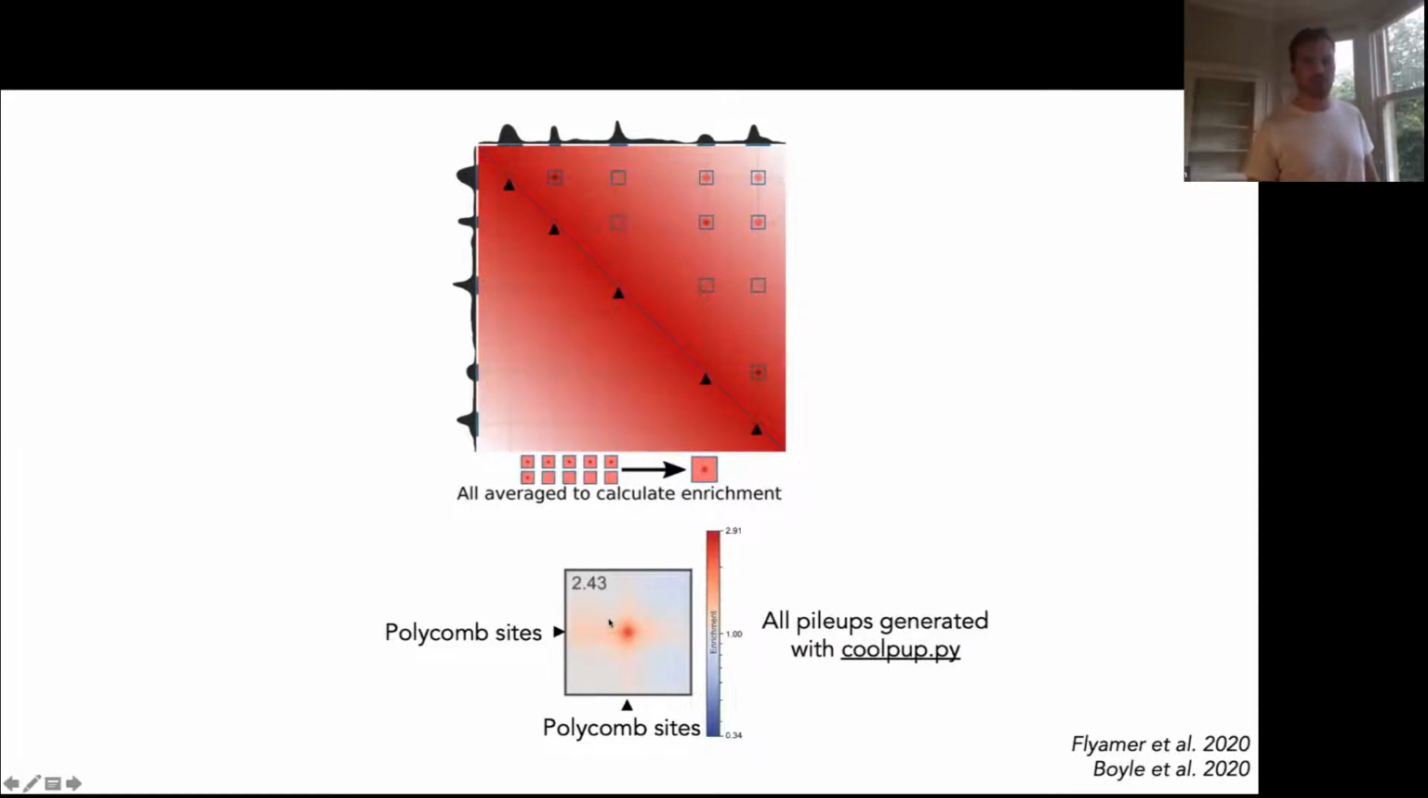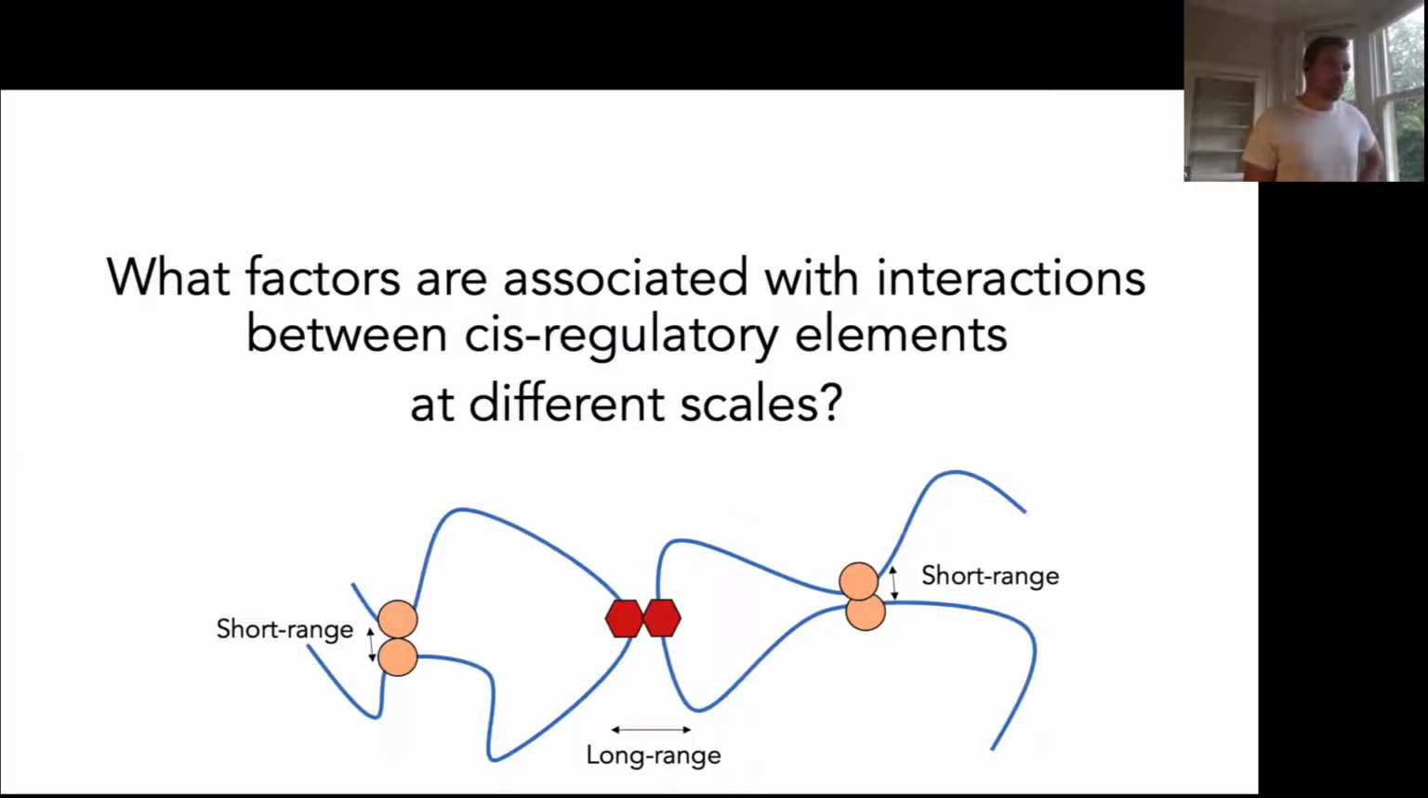And this is the average enrichment for this set of regions. So what we asked in this project was what factors are associated with interactions between cis regulatory elements at different scales. So cis regulatory elements means transcriptional regulatory elements such as enhancers and promoters. And scale here, I'm referring to the distance between the regions.